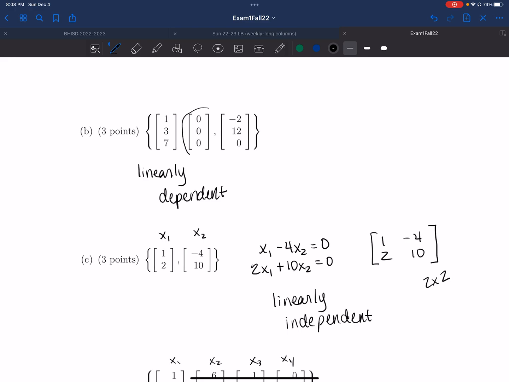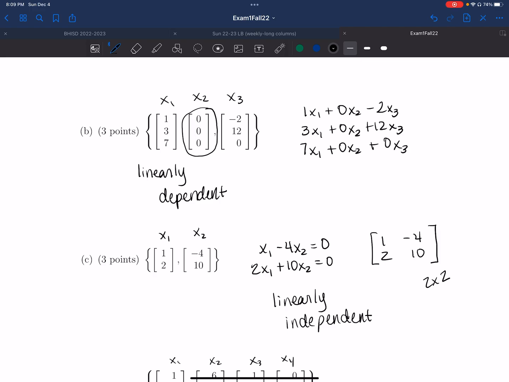This x2 is free, what we call free. It's all zeroed out. We can't have that. x2 doesn't equal anything. It doesn't matter what we pick x2 to be, it's going to work in there. So I can have more than one answer for whatever x2 equals. Because this is really 1x1 plus 0x2 minus 2x3, 3x1 plus 0x2 plus 12x3, 7x1 plus 0x2 plus 0x3.